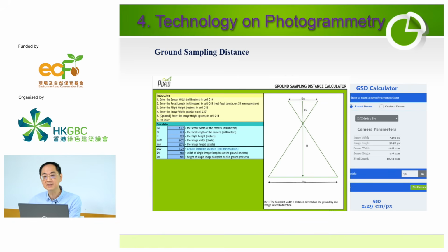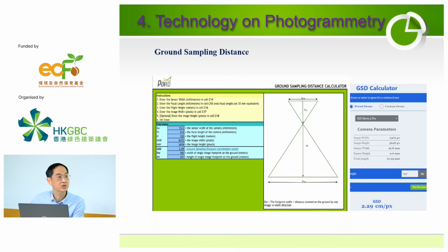Some built-in GSD calculators or online GSD calculators allow you to input your drone model. For example, here we input the DJI Mavic 2 Pro, and then you will automatically know the focal length and the camera specifications. Then what we need to do is input our height, 90 meters, and it will calculate the ground sampling distance per pixel, in cm per pixel. Here we got 2.29 cm per pixel.